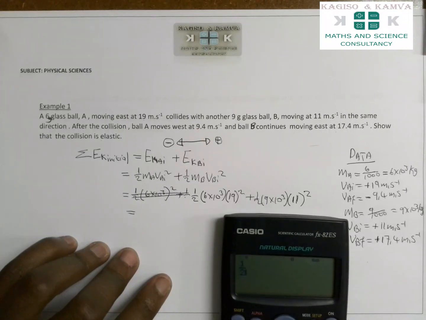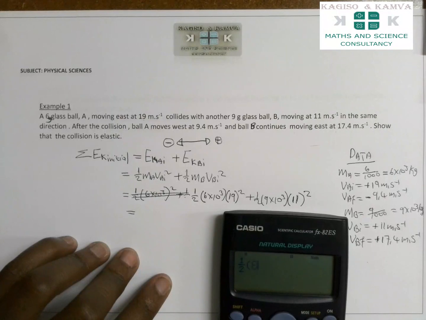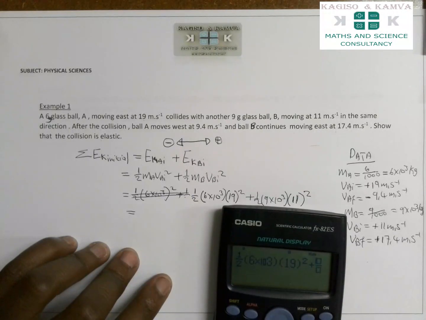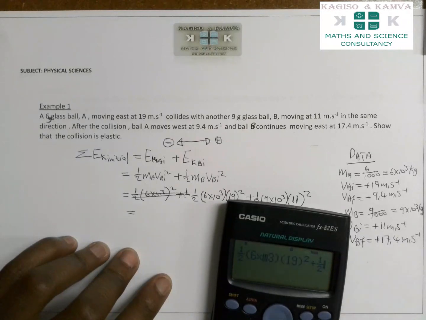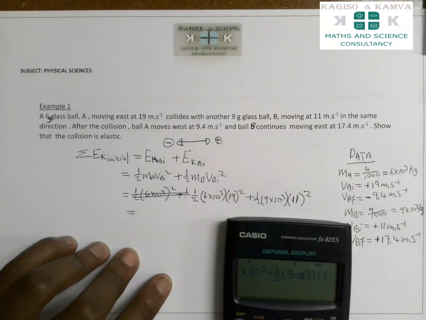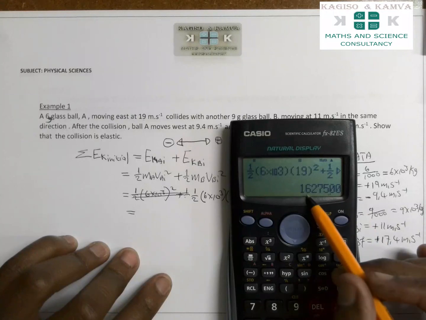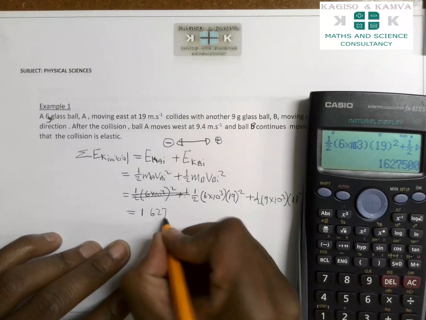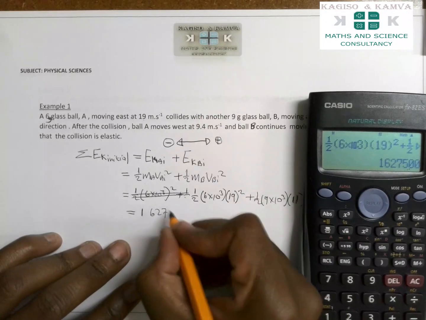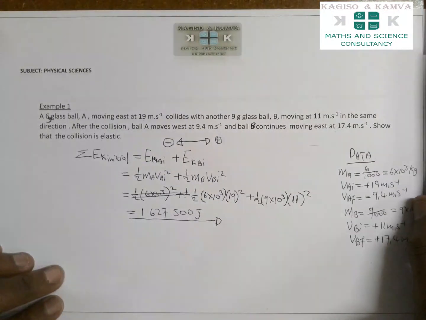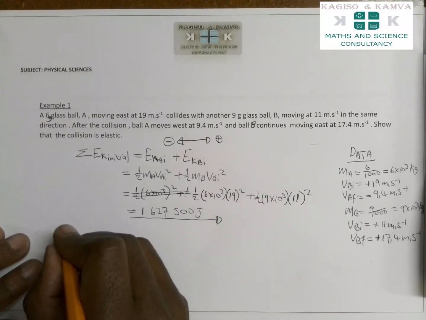So we punch this in our calculator. Half 6 times 10 to the power 3, and then we've got 19 squared, plus half 9 times 10 to the power 3, and then we've got 11 squared. That will be 1,627,500 joules.